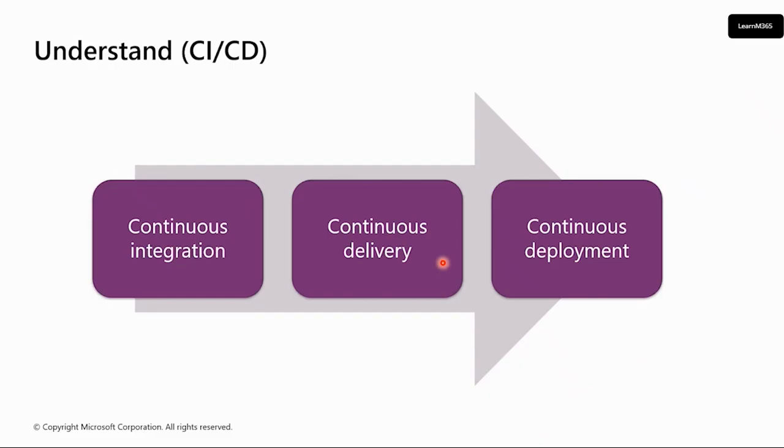The very first stage is continuous integration, which we call CI. What it means is that developers frequently push code changes to a shared repository. Frequently means they can do it several times a day. They make some changes and push those code changes to a shared repository.